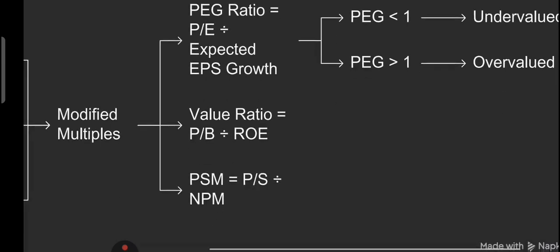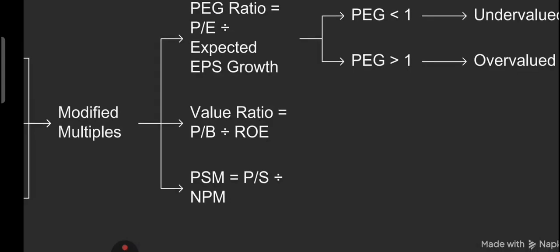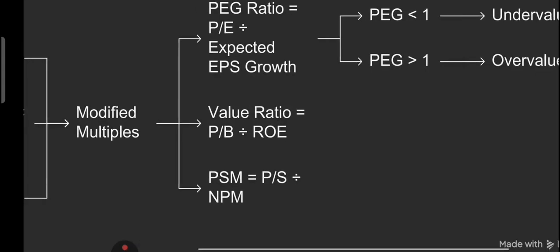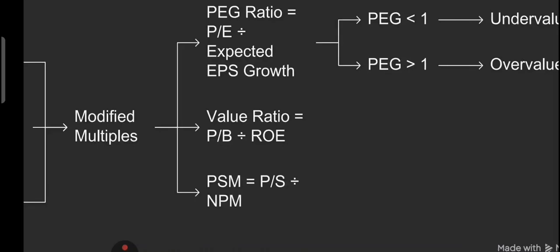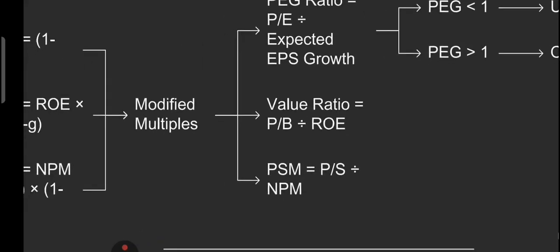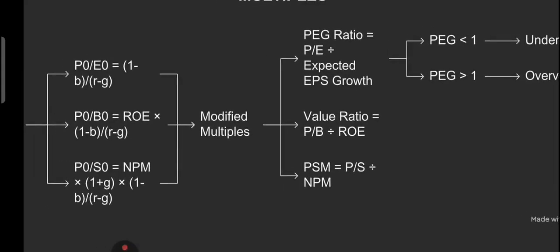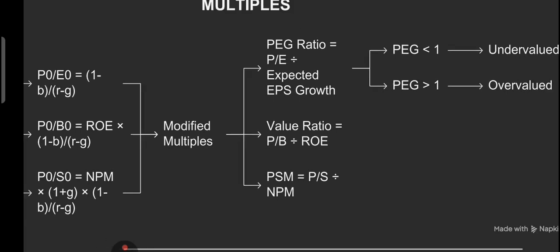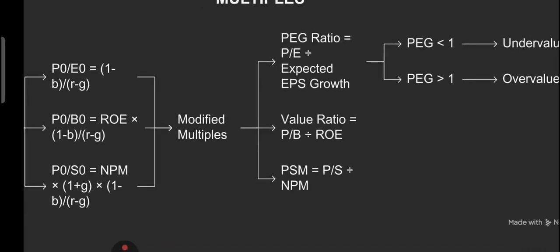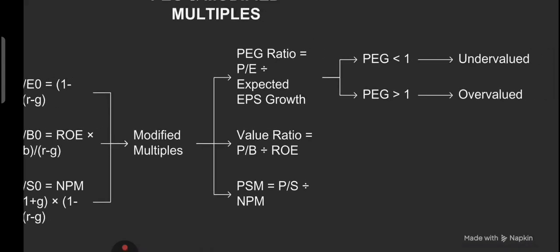Other smart ratios are also there, like the value ratio, which is P/V divided by ROE, or the PSM ratio, which is P/S divided by NPM. Very easy to understand how the modified multiples come about, right? P/V upon ROE, P/S upon NPM, P/E upon expected EPS growth rate. I hope it makes sense. That is all about the PEG multiple. Less than 1 means undervaluation, more than 1 means overvaluation, so caution is required.